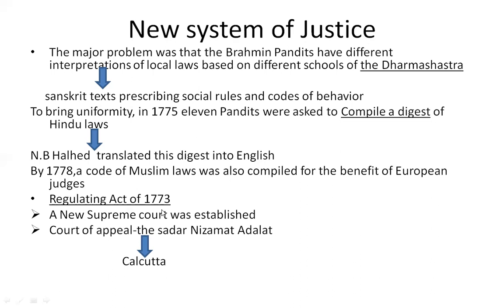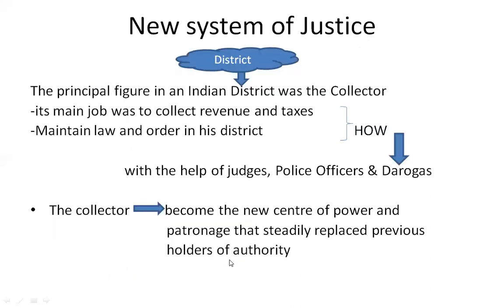Under the Regulating Act of 1773, a new Supreme Court was established and one Court of Appeal, the Sadar Nizamat Adalat, was also established. The first Supreme Court in India was built in Calcutta, but now, as you know, it is in Delhi. The principal figure in an Indian district was the collector. What was the main job of the collector? The main job was to collect the revenue and taxes and maintain law and order in his district. And how was it done? It was done with the help of judges, police officers, and darogas.